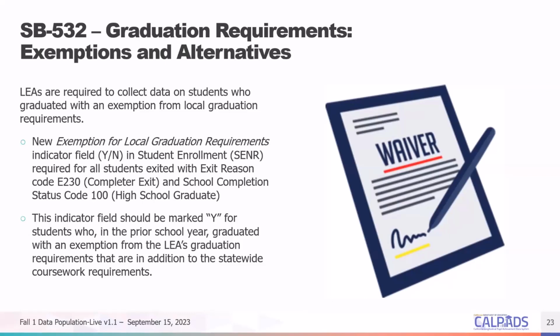The CDE will make the data publicly available on an annual basis, aligned with the other reporting timelines for the California Dashboard graduation data. The Senate Bill 532 reporting requirement will begin with students who entered 9th grade in the 22 to 23 school year.